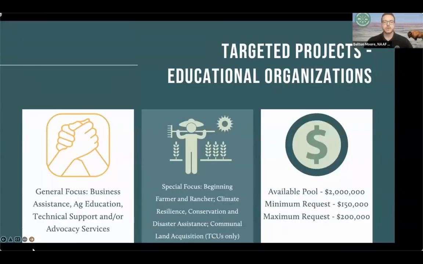So the second type are educational organizations. Again, they have the same general focus areas as the 501(c)(3)s: business assistance, agricultural education, technical support, and advocacy services. And then special focus areas for educational organizations are beginning farmer and rancher, climate resilience, conservation, and disaster assistance, and communal land acquisition for tribal colleges and universities, or TCUs only. This also has an available pool of $2 million with a minimum request of $150,000 for the general focus and a maximum request of $200,000 for the general focus.